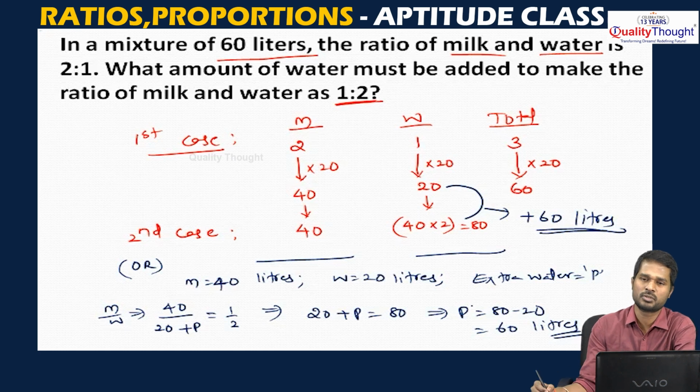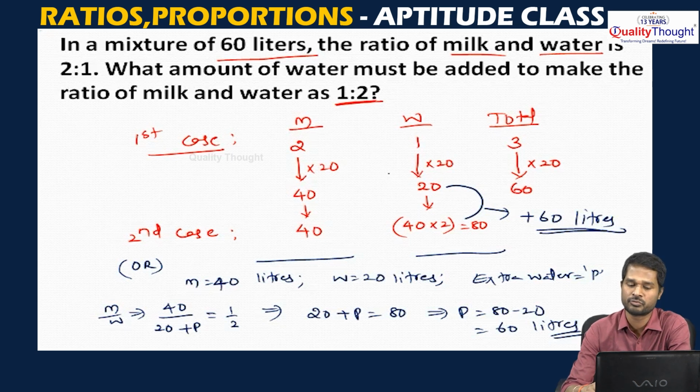Okay. So ratios, as we discussed, should be multiplied with the same value everywhere. As the total value is multiplied with 20, multiply the water with 20 and multiply the milk part also with 20. So we need to add extra 60 liters of water to make the milk and water ratio 1:2.